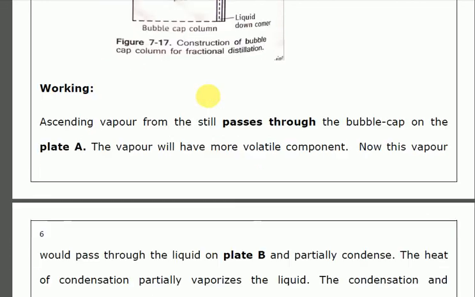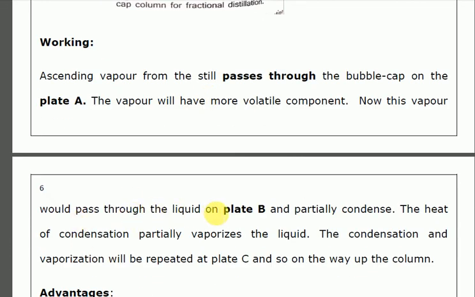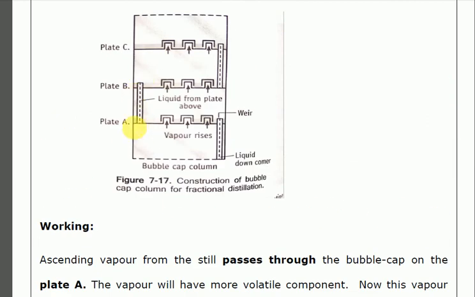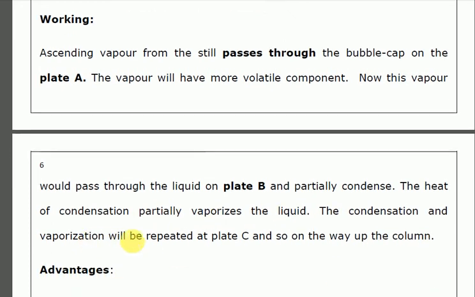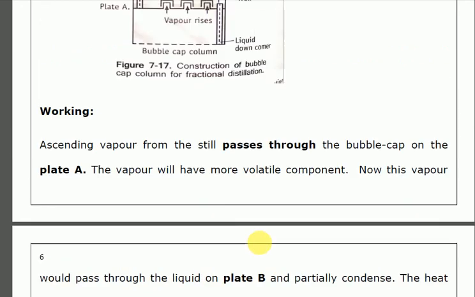Now, this vapor will pass through the liquid on plate B and get partially condensed. Here also liquid is carried, so liquid would be there. Again the vapor passes through the liquid, and some of it gets condensed and some remains in the liquid. So it is known as partial condensation. The heat of condensation partially vaporizes the liquid. The condensation and vaporization will be repeated at plate C and so on up the column.